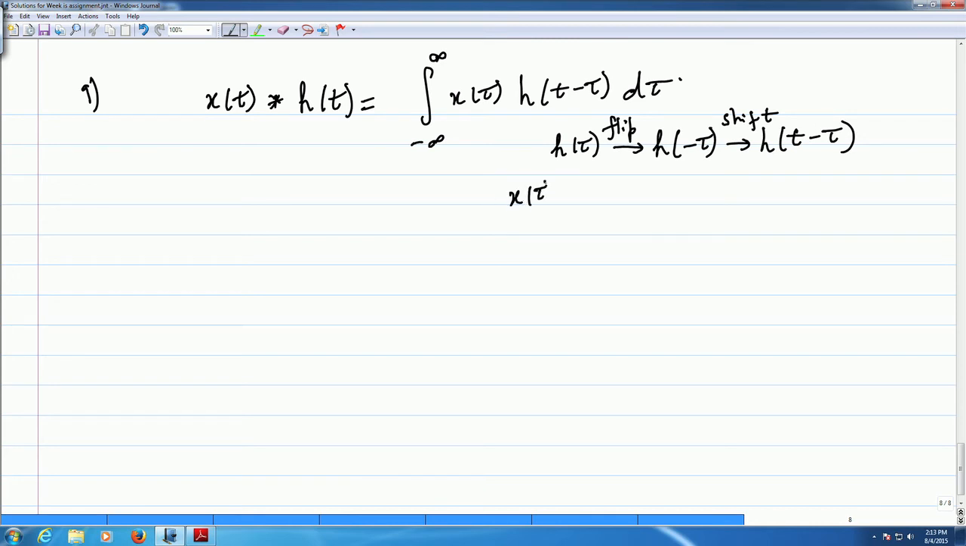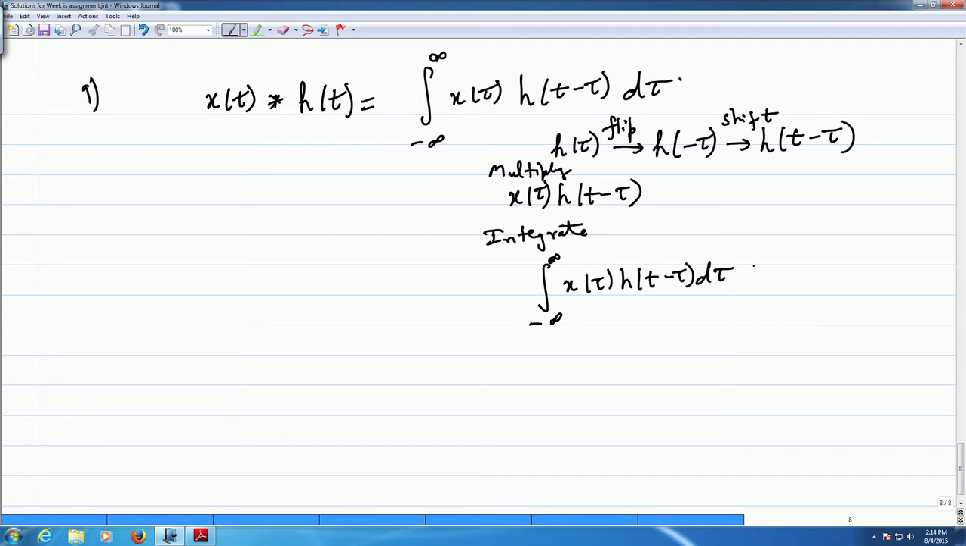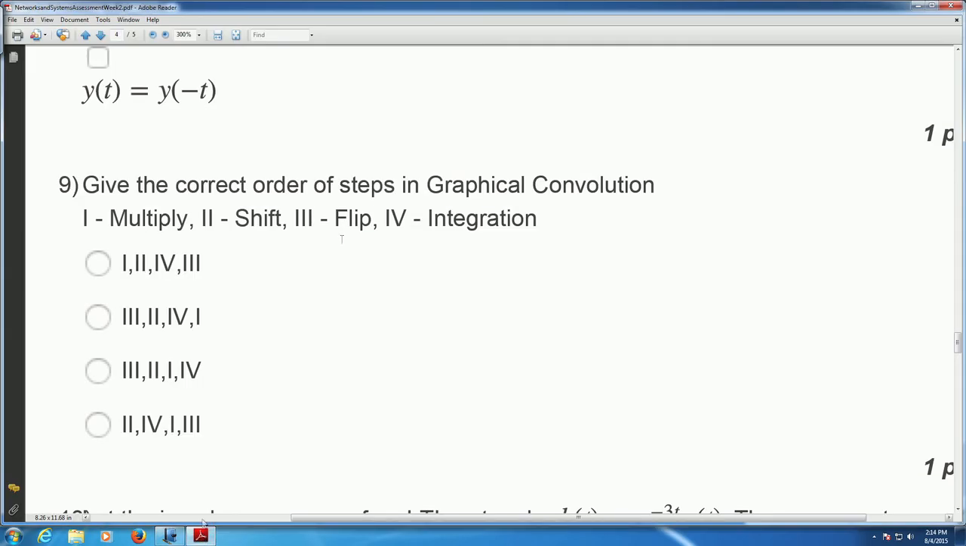So, x of tau multiplied by h of t minus tau, this is multiply, and finally integrate to get minus infinity to infinity x of tau h of t minus tau d tau. So, flip, shift, multiply, integrate, and you can see that goes as 3, 2, 1, 4, and 3, 2, 1, 4 is option number 3 in this question. That is the correct answer, it is 3, 2, 1, 4.